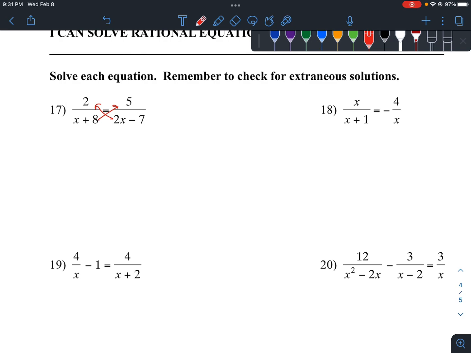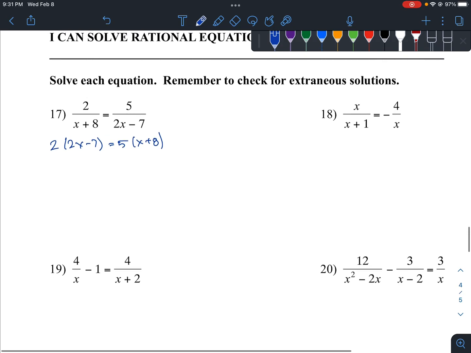So I can multiply like that. So I'm going to multiply 2 to 2x minus 7 and 5 to x plus 8. This is just the shortcut method, right? And then I'm going to distribute, so it's going to be 4x minus 14 equal to 5x, and then 8 and 5 together is going to be 40, so plus 40.